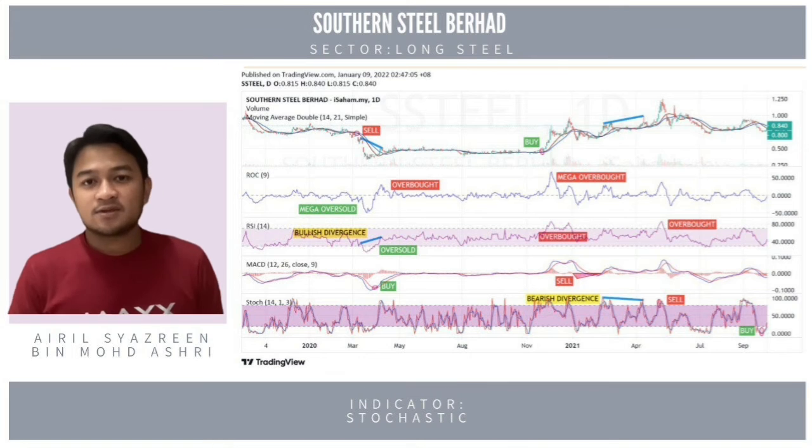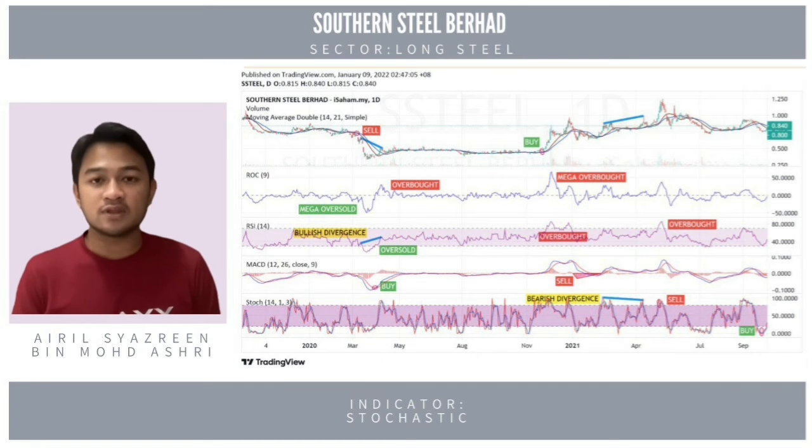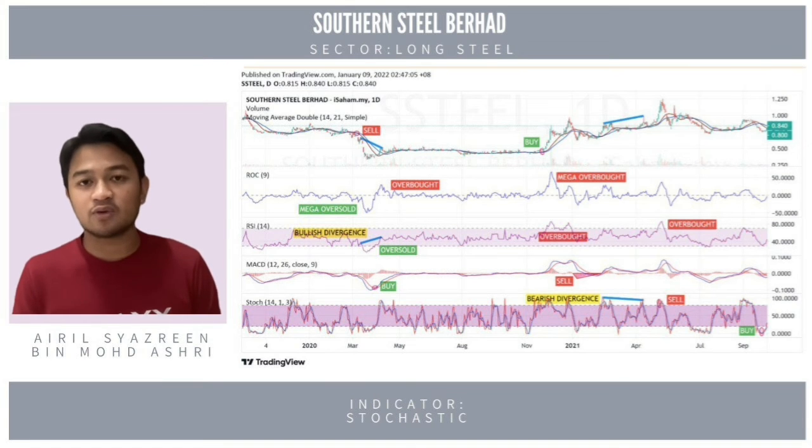Last, stochastic. The first interpretation of the signal is bearish divergence, since the price records a higher high, but the stochastic oscillator forms a lower high. The next interpretation is that on 4th May 2021 it shows the overbought level above 80, and on 24th September 2021 it shows the oversold level below 20.